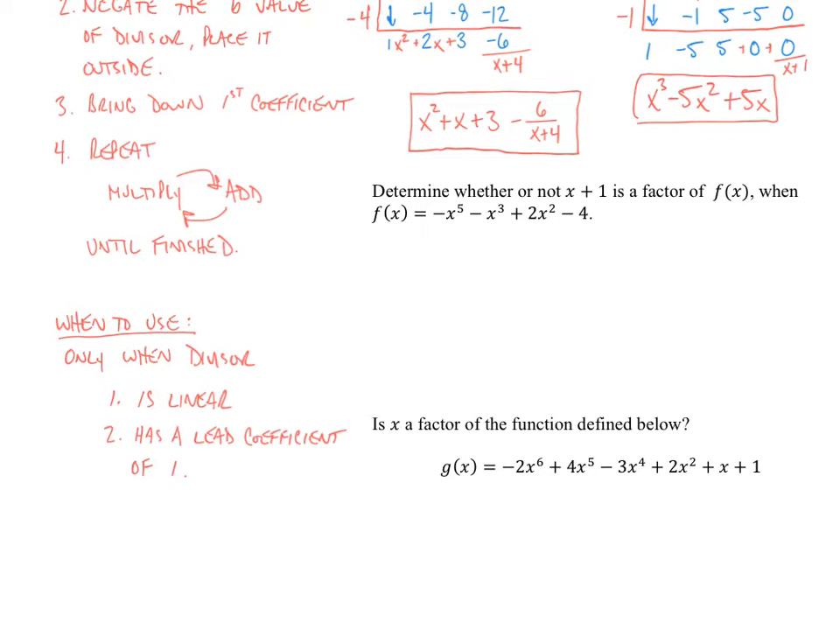All right, so here we are going to apply that remainder theorem. We're going to determine whether or not x plus 1 is a factor of f of x, and then we've been given the equation of f of x. So I'm going to quickly set this up. All right, remember, negate that b value, that goes there, and all these coefficients. Don't forget, you're missing an x to the 4th term, and you're missing an x to the 1st term, so those places are held with zeros.